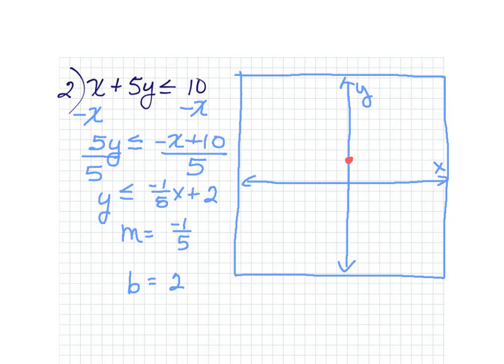And my slope is negative 1/5. So go down 1, positive 5, and do it again the other way. 5, and I'll try to make my line extend all the way through the square that I've drawn.